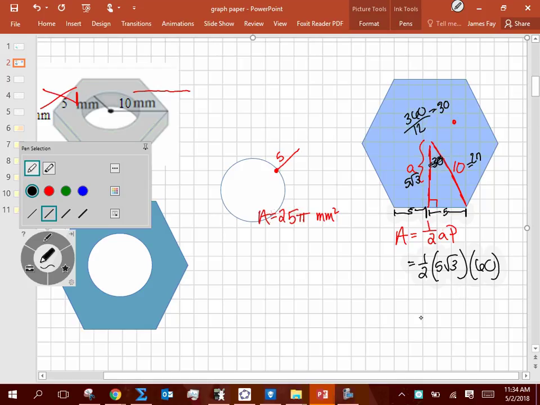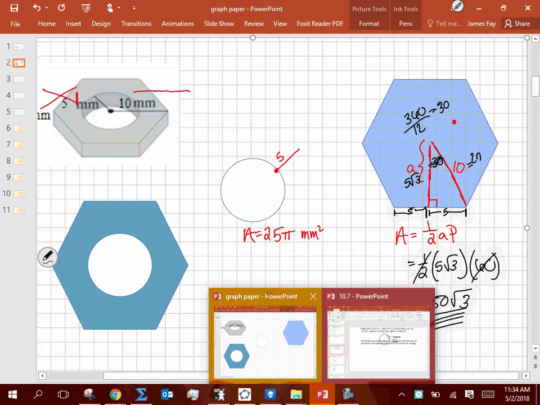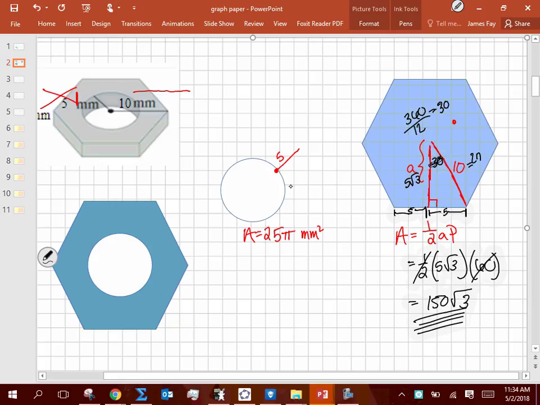It doesn't matter, you're fine. So then when we multiply this stuff together, you get 1/2 times 60 is 30. 30 times 5 is 150. And we got a radical 3, right? There's the area of that hexagon. The area of your circle was 25 pi. What do I need to do with those two areas to find this blue region over here? Subtract them. Which one's bigger? 150 root 3, right? Does order of subtraction matter? Yeah, if I reverse this, I get a negative answer, right?